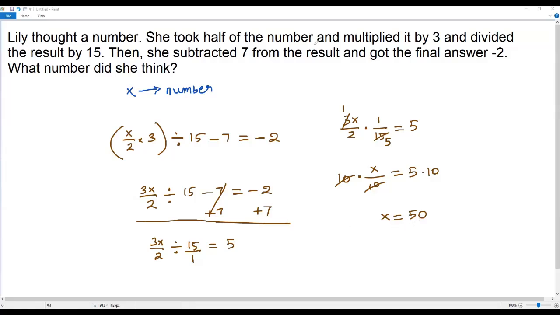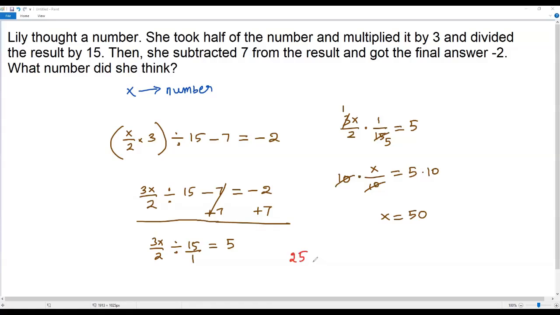Anyways, we can verify our answer. We just have to do again all the operations Lily did on the number, this time on our answer 50. We must get the final answer -2. Let me do it. First we divide 50 by 2, that is half of this number. What is half of 50? When I divide 50 by 2, I get 25.